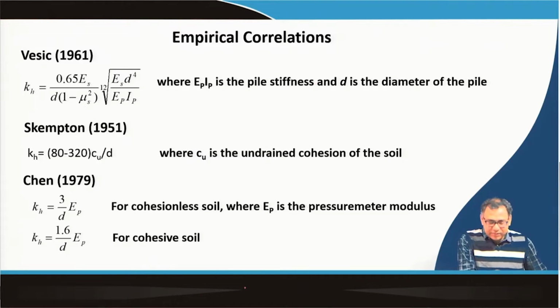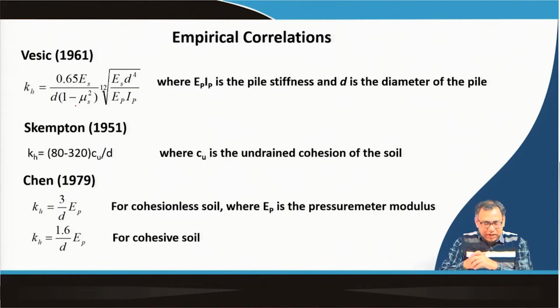And then we will go for a few more empirical correlations. Vesic has given one empirical correlation, where EpIp is the pile stiffness, that means Ep is the elastic modulus of the pile material, Ip is the moment of inertia of the pile cross section, and d is the diameter of the pile. Es is the elastic modulus of the soil, mu s is the Poisson ratio of the soil, and d is the diameter of the pile, as I mentioned. By using this correlation also we can determine the kh value.